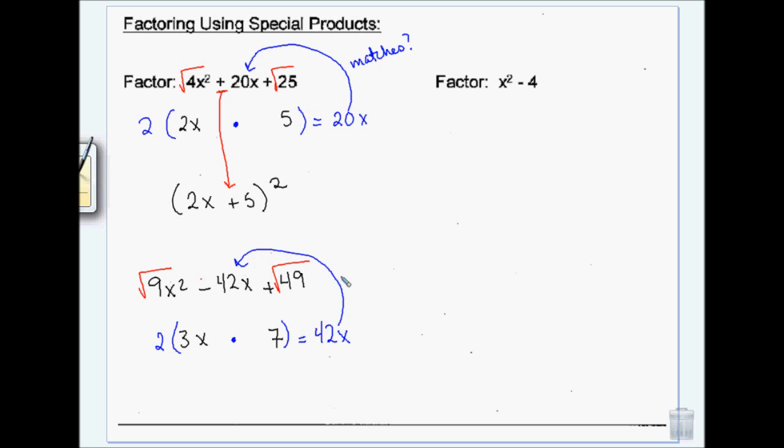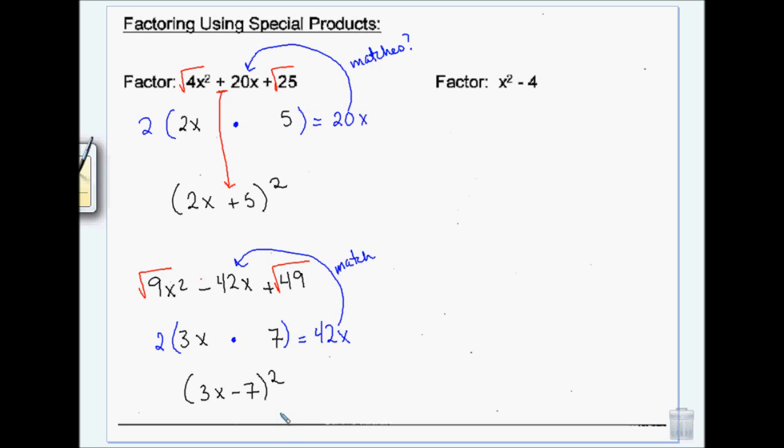Okay. This matches. This is minus, so this needs to be minus. Better? Okay. The actual answer is 3x minus 7 squared.